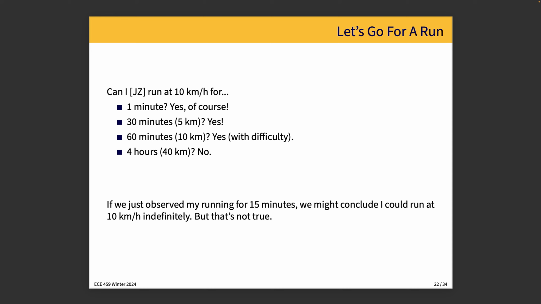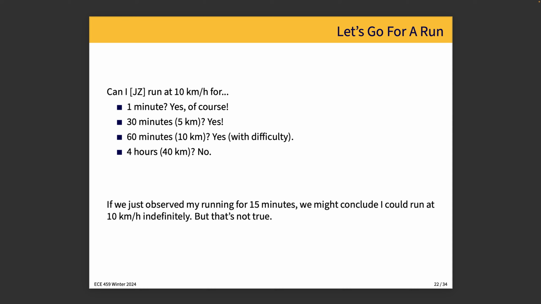Yes, I can. Could I do that for 10 kilometers, 60 minutes? Yes, but with some difficulty. I don't typically run more than about 5 or 6K, and could I do 10 kilometers if I really wanted to invest the effort? Sure, but could I do it for 4 hours, 40 kilometers, which is not quite a marathon? The answer is no, right? We found some sort of limit.